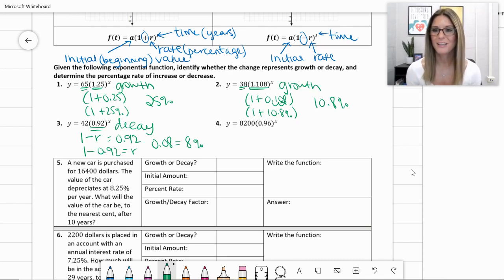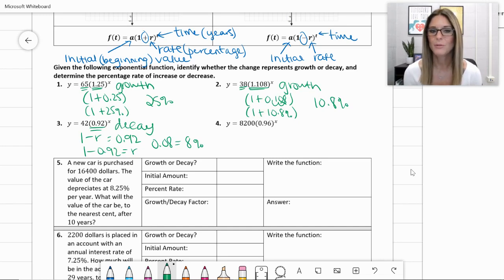Now, you might be feeling a little confused at this point. When we're talking about exponential growth and decay, our rate is always in terms of growth. So even though number 3 is a decay, the value that we use in the function is in terms of growth. It is only growing 92% each time. It's not even maintaining the initial value, the whole percent. It's actually losing 8% each time. So we'll talk about that more as we look at our examples below.